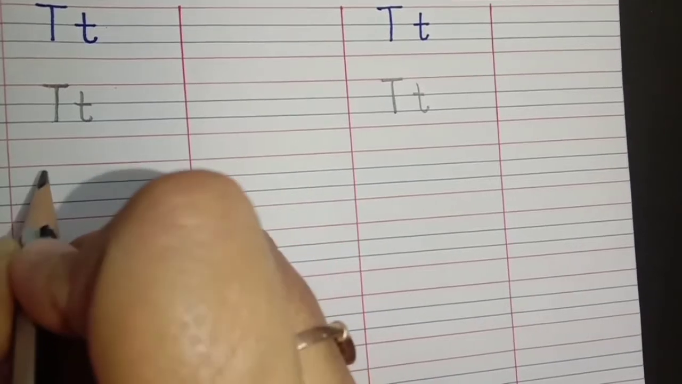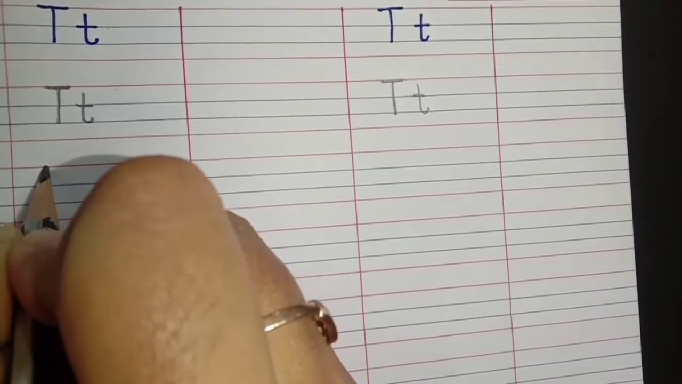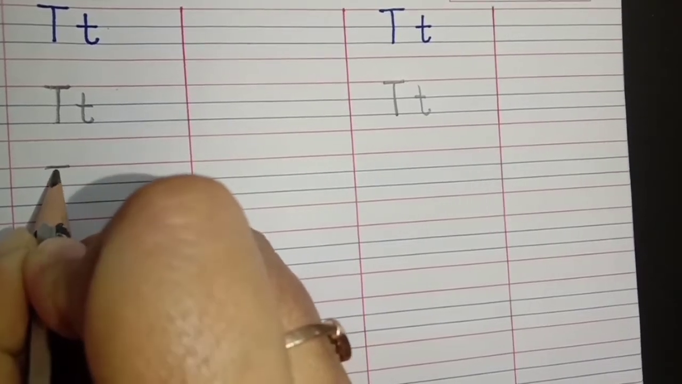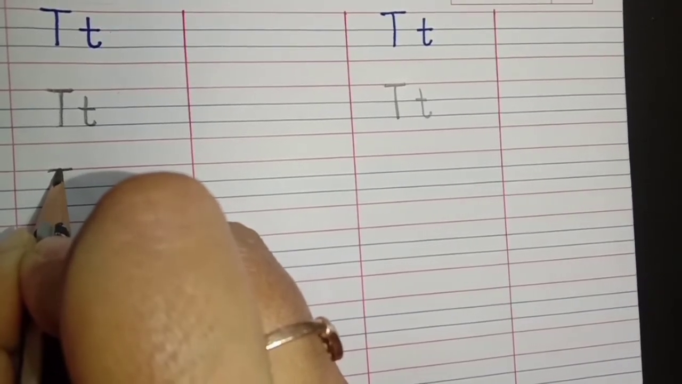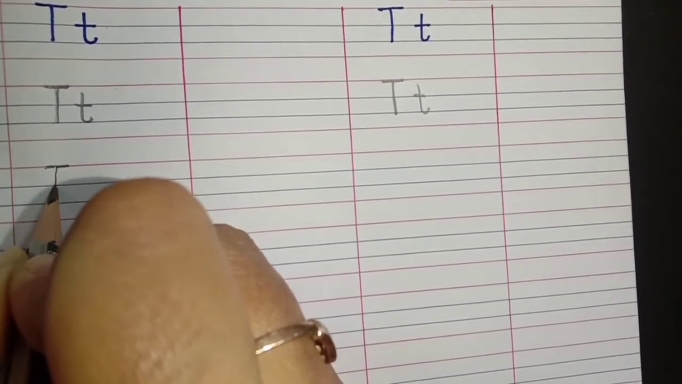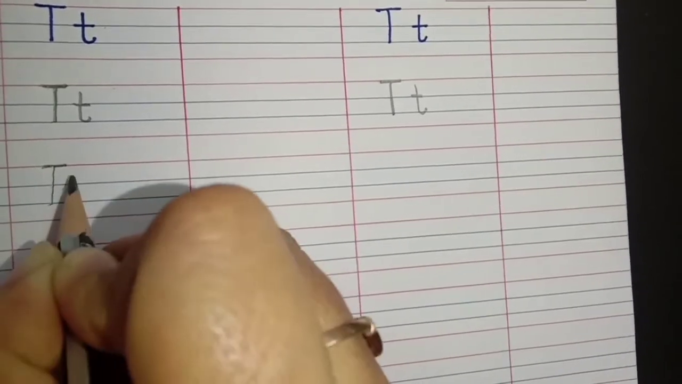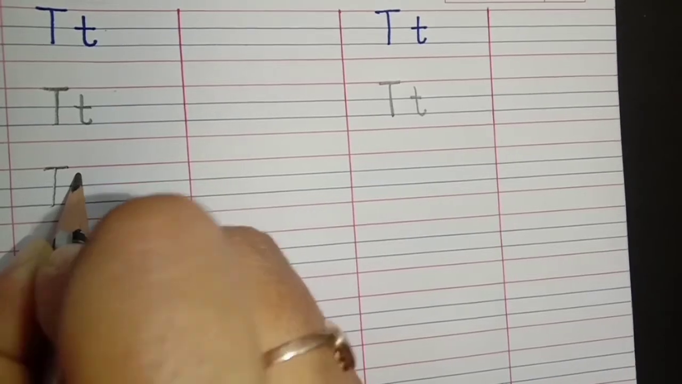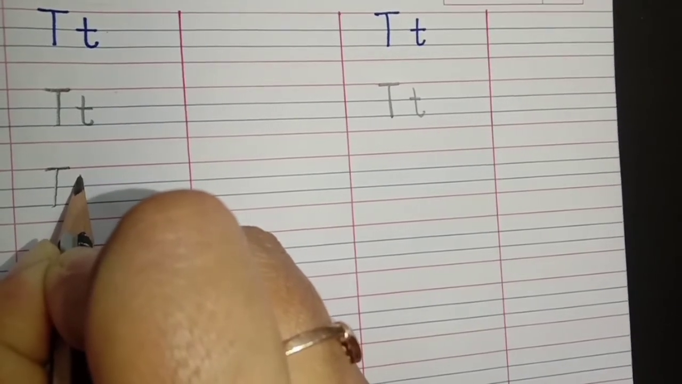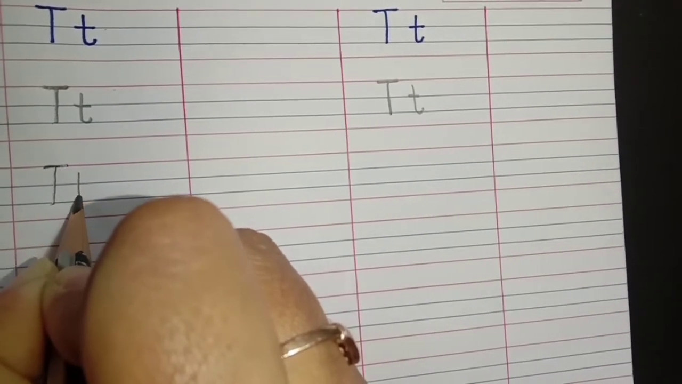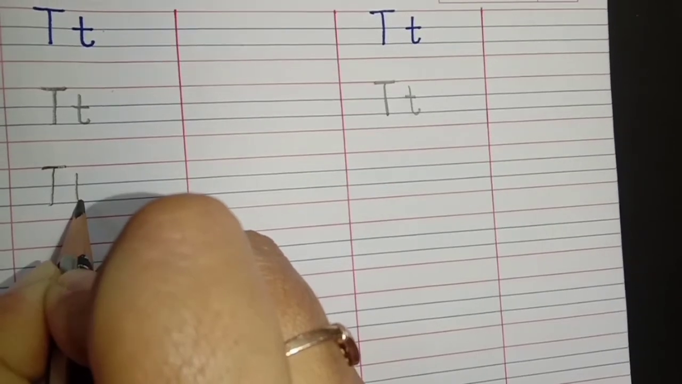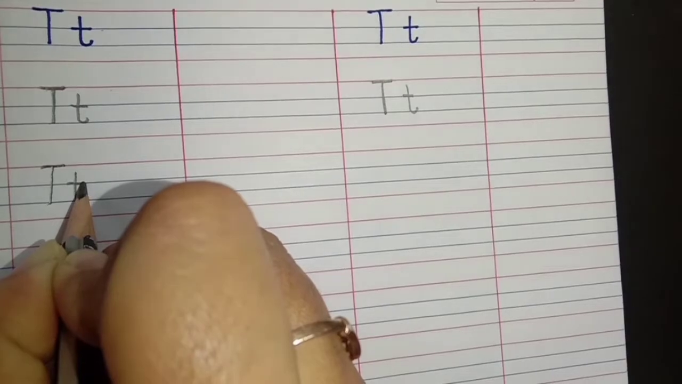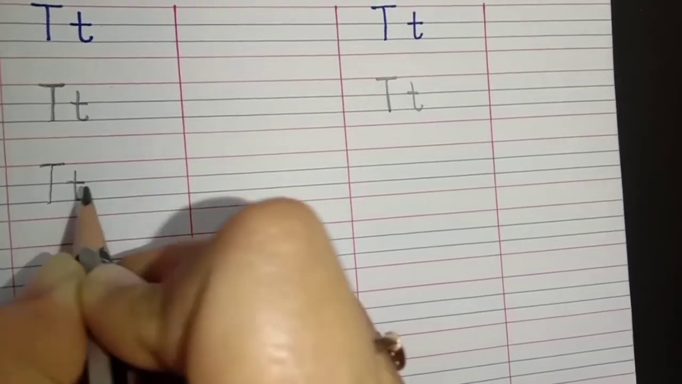For capital T, make a slipping line on first red line, then make a standing line from first red line till second blue line. For small t, leave some space, make a standing line till second blue line, make a little curve on second blue line and slipping line on first blue line.